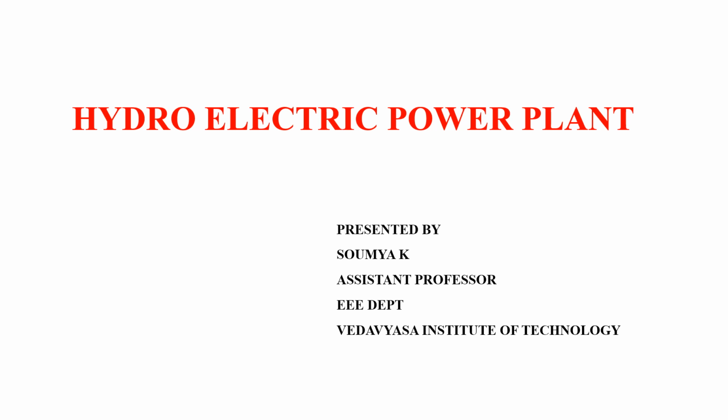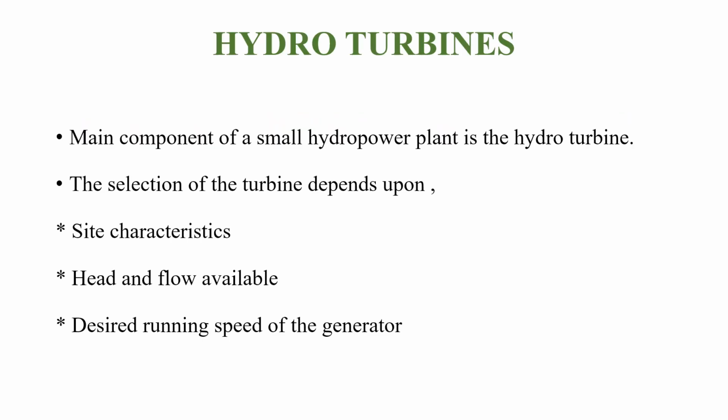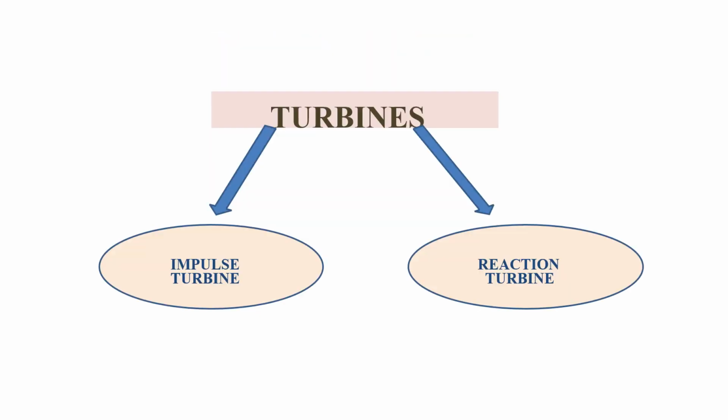Today I am going to talk about the topic hydroelectric. The main component of a hydroelectric power plant is the hydro turbine. The selection of the turbine depends upon site characteristics, head and flow available, and the desired running speed of the generator. The main categories of hydroelectric turbines are the impulse turbine and the reaction turbine.